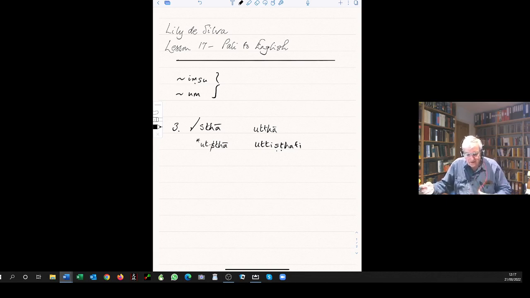So upasaka asanehi uttahitva, having got up from the seats, dhammam desetum upasankamantam samanam vandimsu. They praised, showed respect to the monk who was coming to preach the Dhamma.